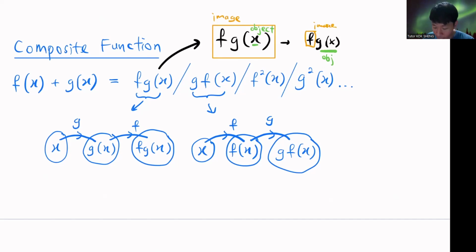Which means that if you look at the composite, right? Object x, image fg(x). At the same time, object g(x), image is f(x). There's two different ways to read this composite function. Why is it like this?